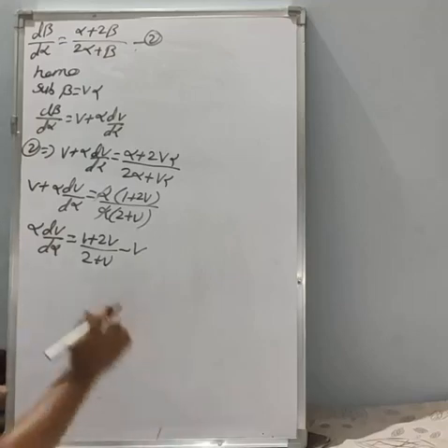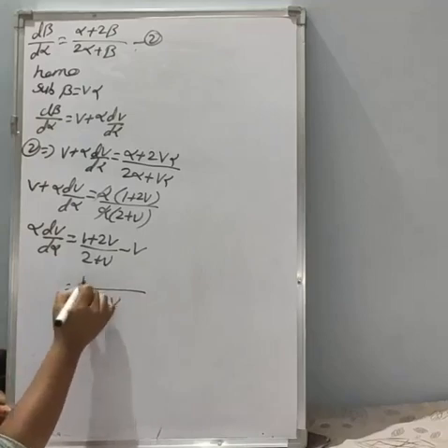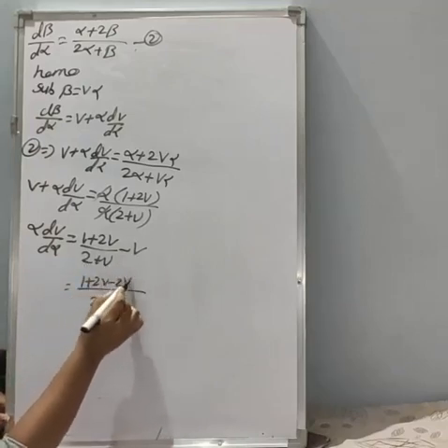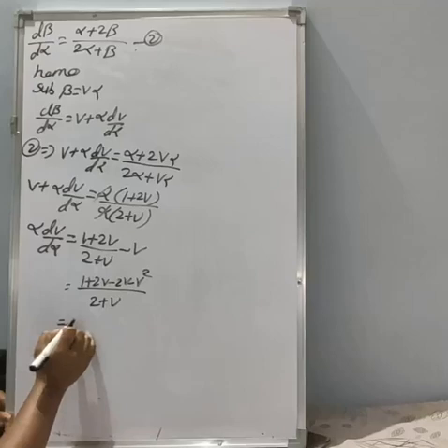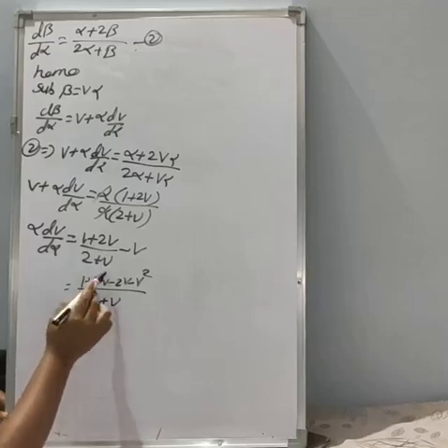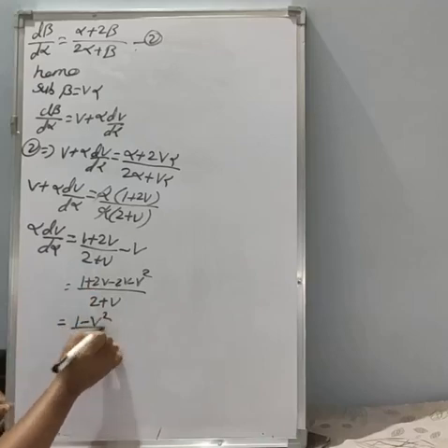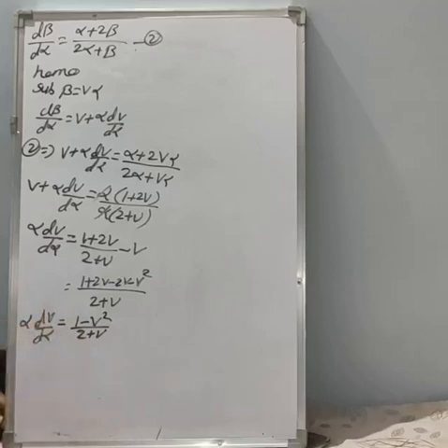Okay, so here you will get LCM is 2 plus v. So numerator is 1 plus 2v. Okay, multiply these two, minus 2v minus v square. Take the LCM and solve. So this is equal to 1 minus v square, plus 2v minus 2v gets cancelled. We remain with 1 minus v square divided by 2 plus v. This is our alpha into dv by d alpha.